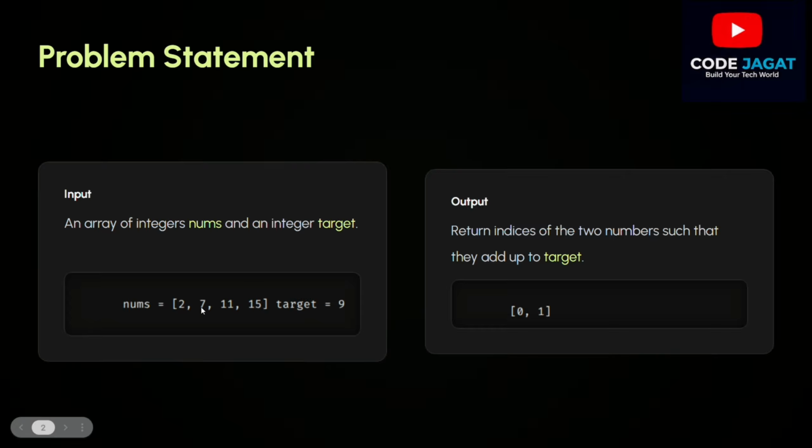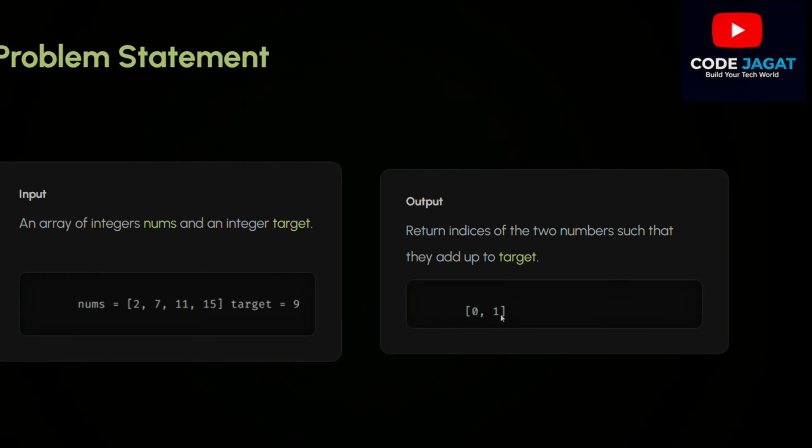We can see this 2 and 7, if we add both of the elements they will be equal to 9. Then I need to return the indices, which is nothing but 0 and 1, and in the output you can see 0 and 1. We got the output.